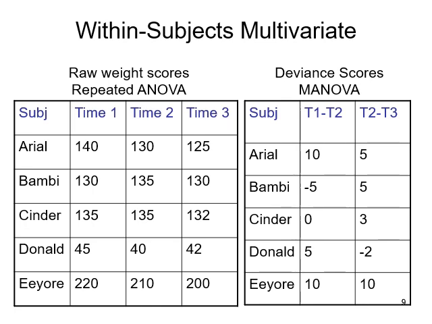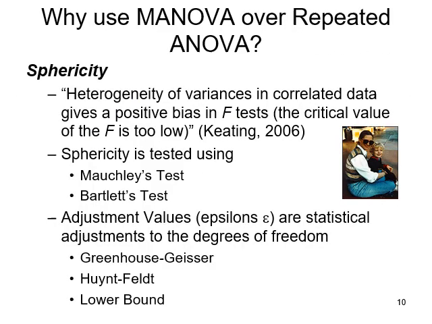Now, I know this is kind of esoteric, and a lot of times this will give us almost the exact same information. But the advantage of those deviation scores is that we don't have to make the assumption of sphericity. And when we talk about what happens when sphericity is violated in repeated measures ANOVA, generally speaking, the adjustments that we can make for that violation, none of them work very well. Generally speaking, we're better off simply running a MANOVA. So again, sphericity is homogeneity of variance in correlated data, and violating it gives us positive bias in the F-test, so the critical value of the F is too low.